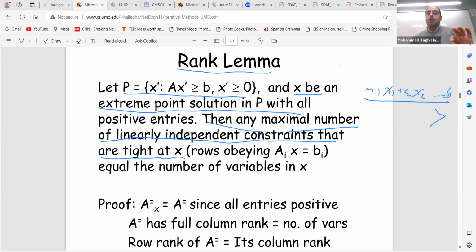As I mentioned, all the problems we are talking about are covering constraints. Covering means that all the constraints are greater than or equal, like set cover, where you should cover each element. This is the covering LP. Packing LPs are an important open problem, as we mentioned at the end. This is the idea for covering LPs.